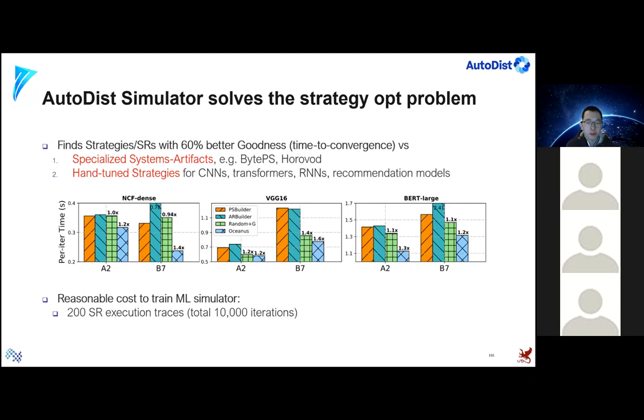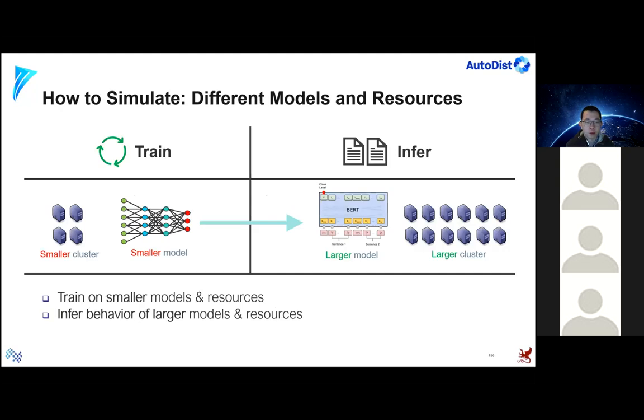And more interestingly, we found that the simulator also transfers to larger trials, bigger models or bigger clusters. This is a core advantage compared to expert-based models. So what does transfer mean? It means that if we train the simulator on a small model or small cluster, it can still predict well the performance of strategies on larger models or even larger clusters.